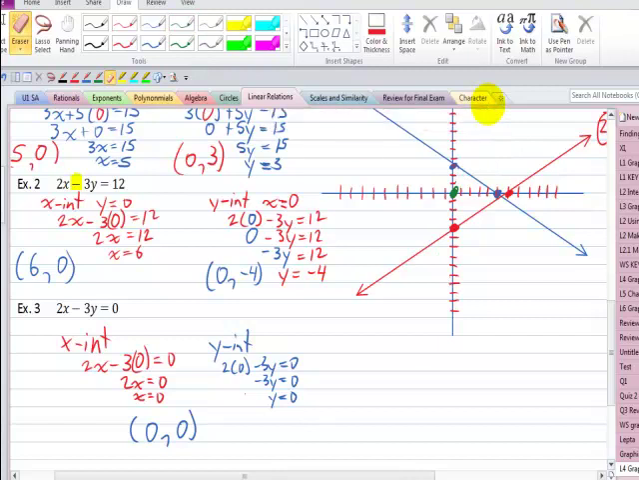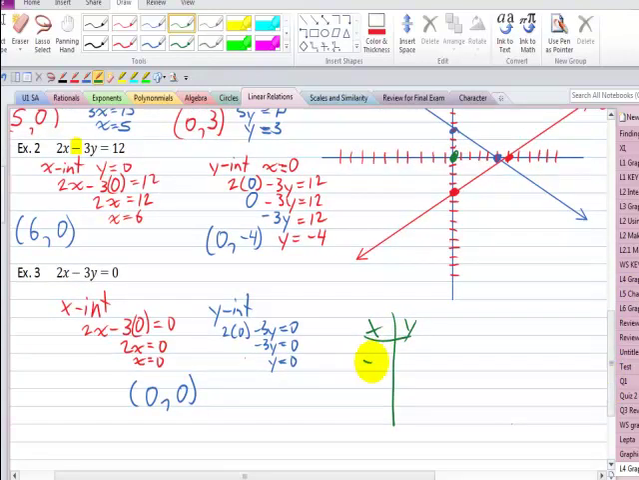What other method do we know how to graph? What did we do yesterday? What two things did we do yesterday? Well, one thing is we did an XY table. If you do an XY table for this one, what numbers should you start with? Negative 2, negative 1, 0, 1, and 2.